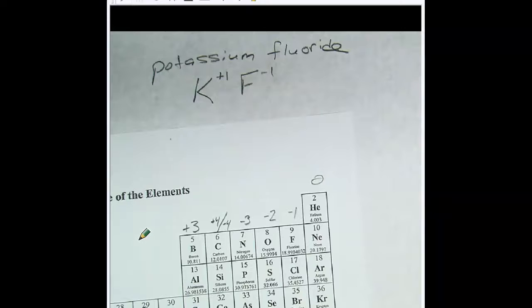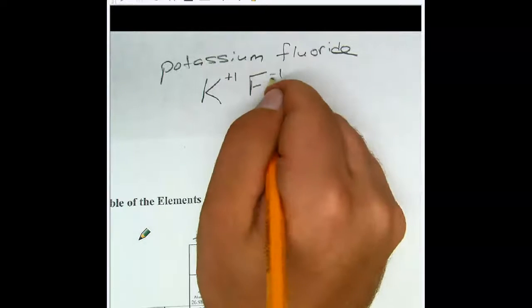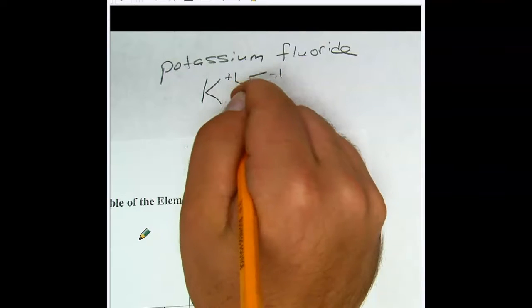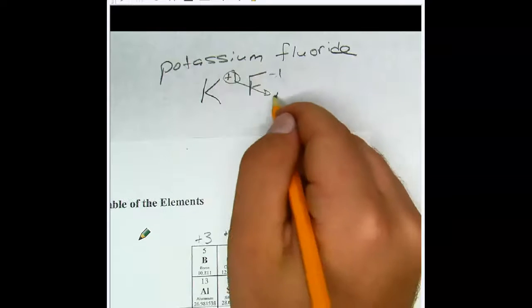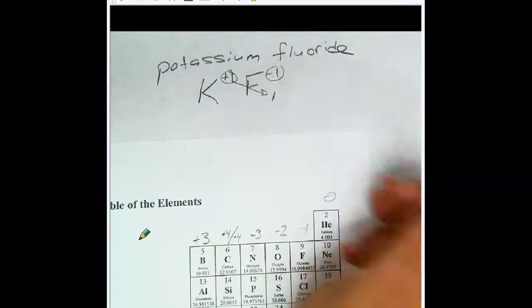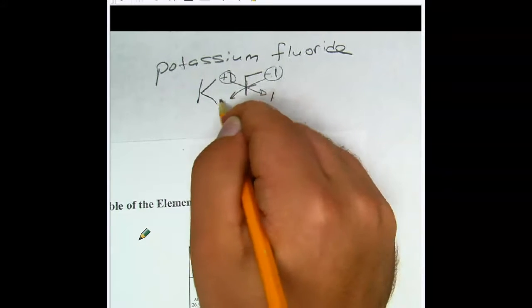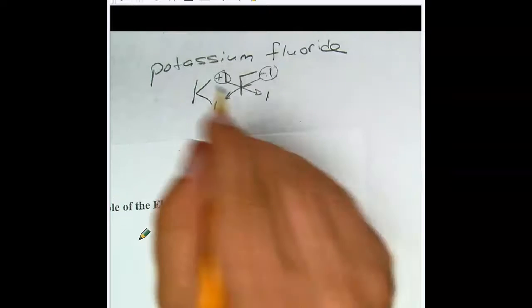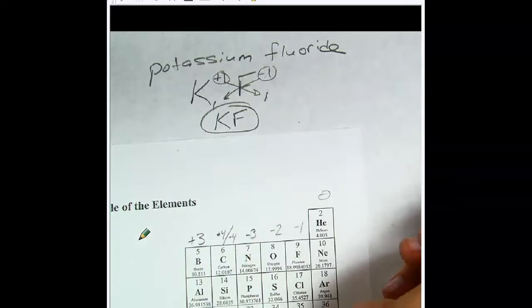The last step in this process is the crisscross method. I'm going to crisscross these two numbers. So now my 1 is going to go over here, so I have 1 fluorine. Now my -1, when I crisscross, I'm going to ignore the negative. That's huge. And I'm going to crisscross, which means I have 1 potassium. So my final answer is just KF, because it's 1 and 1.